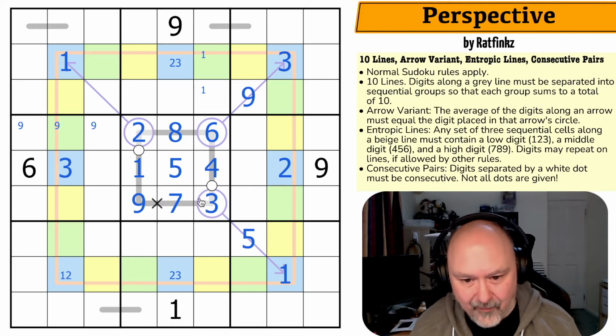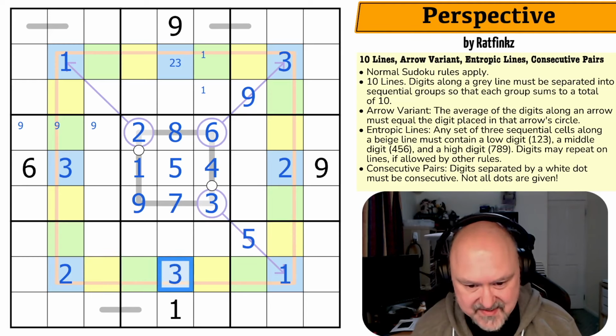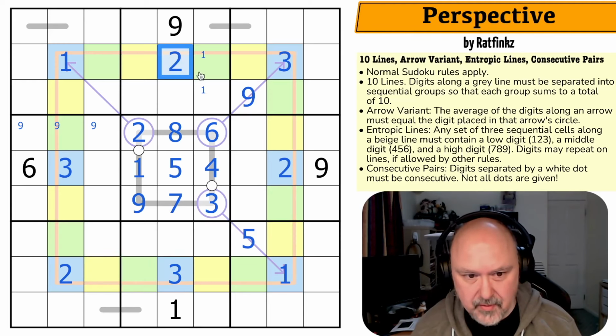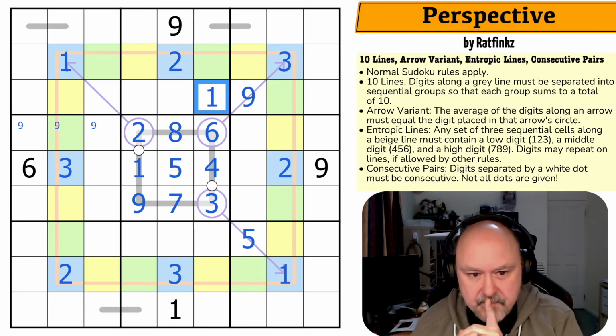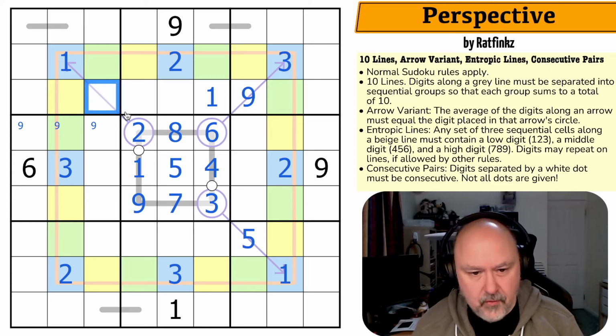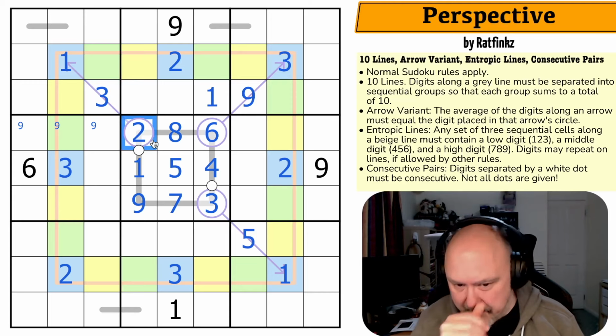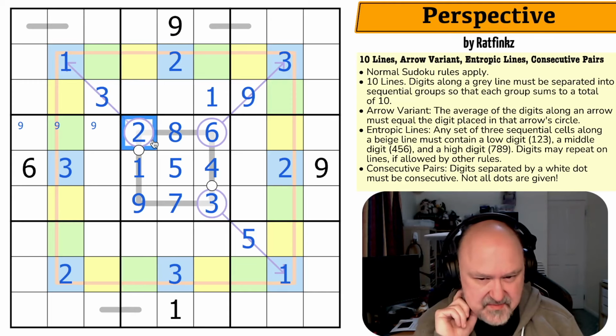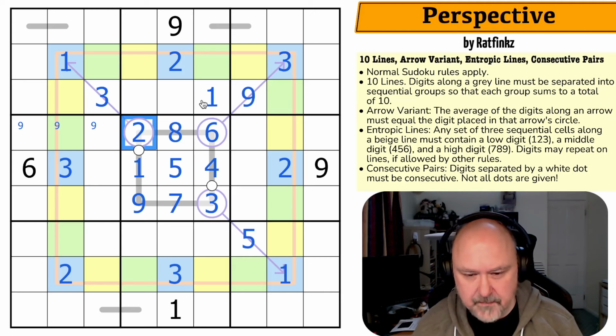Holy cow. That is stunning setting. The 1 looks down, making that the 2, which makes that the 3, which makes that the 2. The 1 says that's not the 1, that's the 1. And in order for this to be a 4, this is 1 plus 3, so the average is 2. Okay, now I've used all of the constraints except some 10 lines and an entropic line.